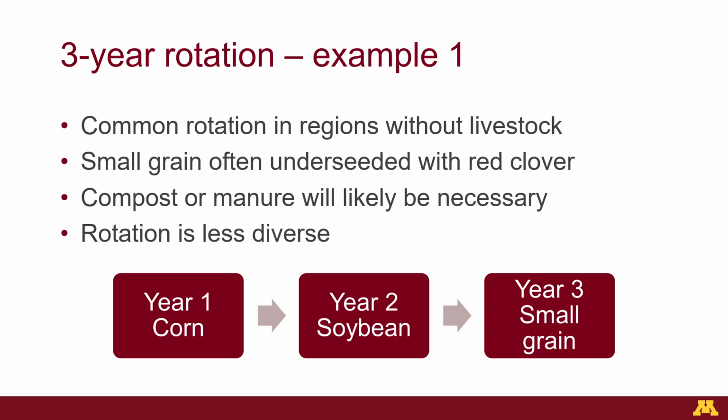In this rotation, we have corn, soybean, and a small grain, which could be either oat, barley, or spring wheat. This is a common rotation in regions without livestock where alfalfa or hay markets are not present. Organic farmers will often underseed the small grain with red clover. The red clover is terminated in the fall or spring before the next crop. The red clover will supply some nitrogen, but supplemental compost or manure will be necessary for the corn crop. This rotation is less diverse, and some of the benefits of a longer rotation will be lost.